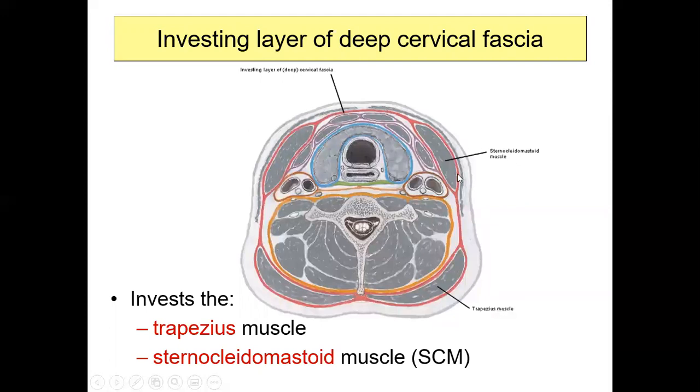This is the superior view, and you can see the investing layer of the deep cervical fascia colored by the red line there. That is the investing layer of the deep cervical fascia. It also invests, or encloses, muscles. If you see here, we have the trapezius muscle at the back, and at the front we have the sternocleidomastoid muscle. So it encloses these muscles.